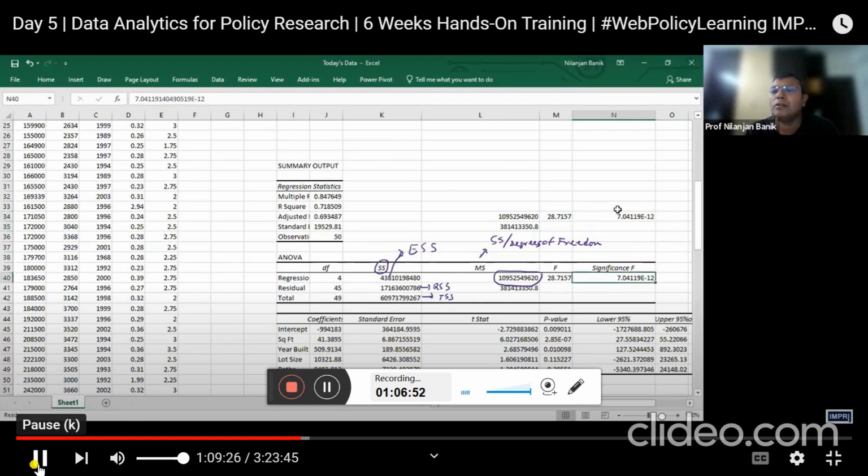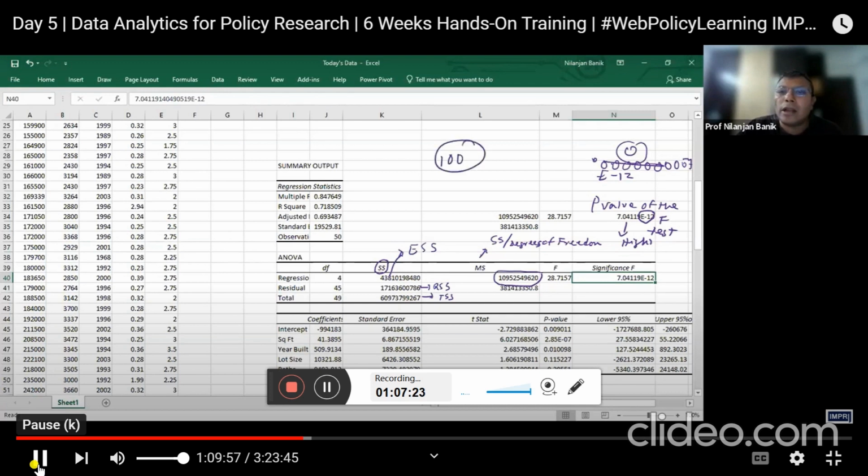So this is the P value of the F test, which is highly significant, because this is 0. E minus 12 means point, there are 12 such 0s, and then I have this 7. So there are 12 such 0s. So this is basically 0.